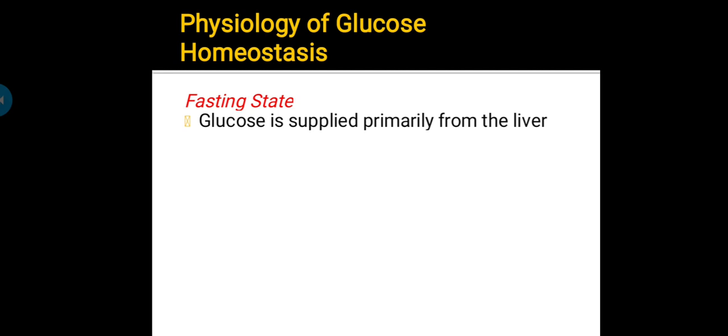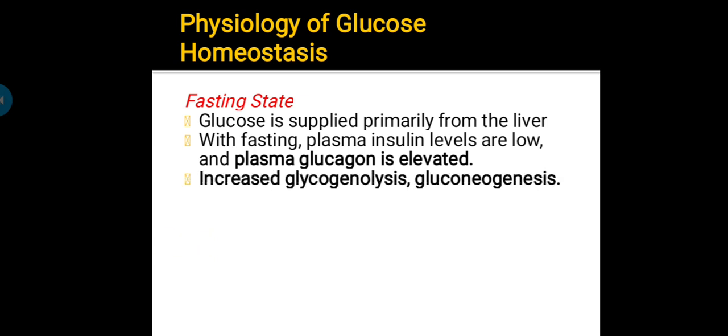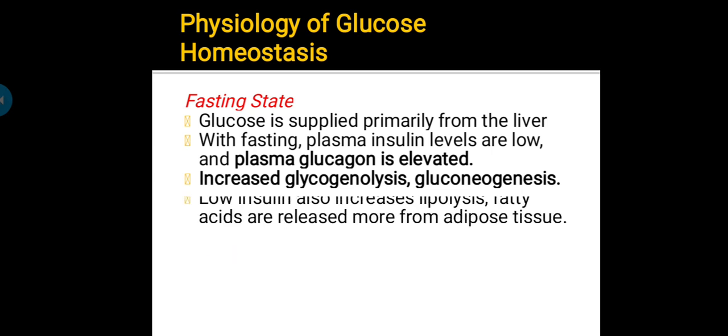In the fasting state, glucose is supplied primarily from the liver, and with fasting, plasma insulin levels are low and plasma glucagon is elevated. So insulin level is low in fasting, glucagon is elevated, and this glucagon is responsible for glucose production from the liver, with increased glycogenolysis and gluconeogenesis. The enzymes for glycogenolysis and gluconeogenesis are stimulated by glucagon. Low insulin also increases lipolysis, and fatty acids are released more from adipose tissue.